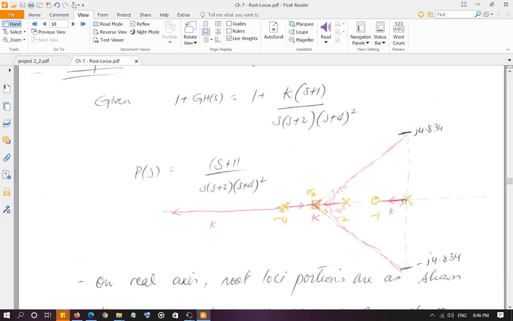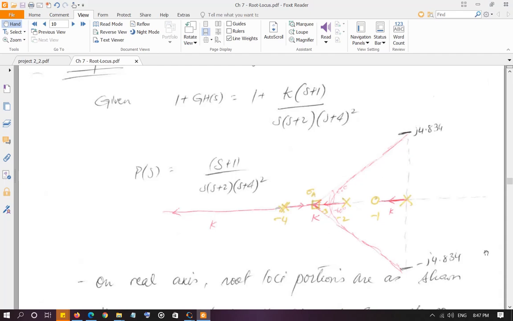We have 1 pole on our right, that means an odd number, so this whole section is part of the root locus. Come here, we have 1 zero, 1 pole, an even number, this is not a section. Come here, we have 2 poles, 1 zero, this is a section. And then come here, we have 2 poles, plus 1, 3, 4, and 5. So all this section is part of the root locus. That's step number 2, to identify the sections on the x-axis which will be part of the root locus.